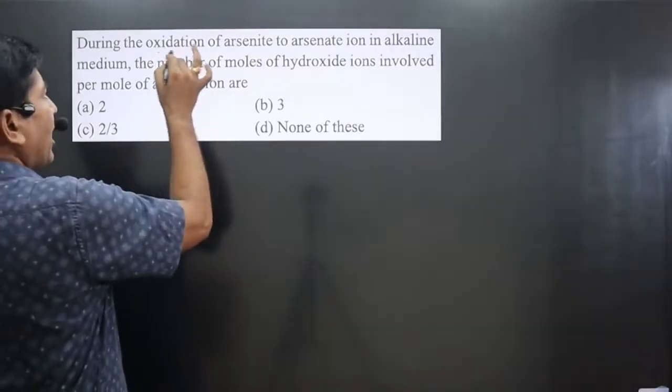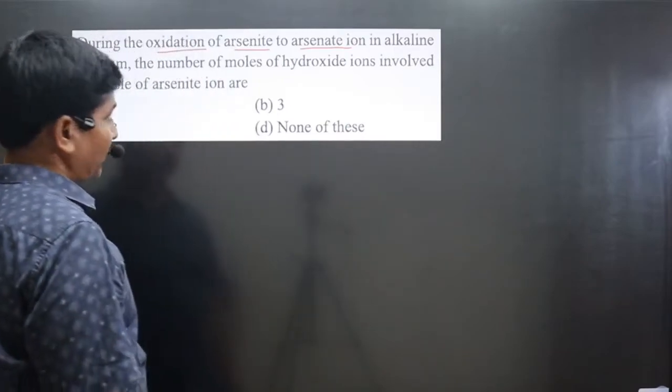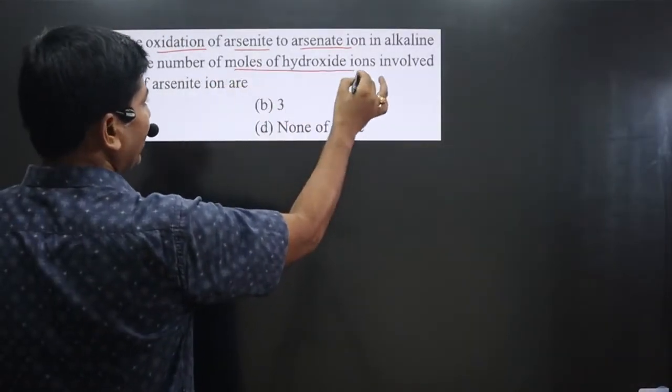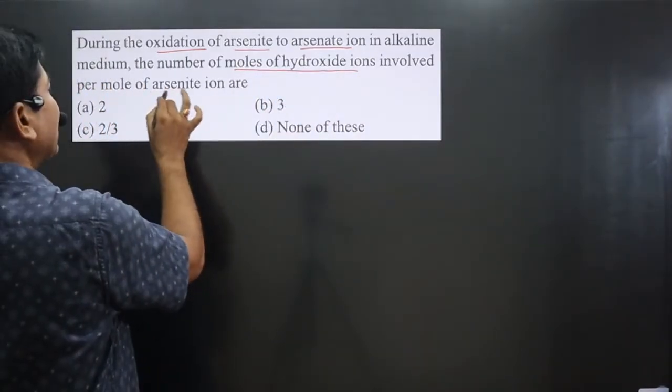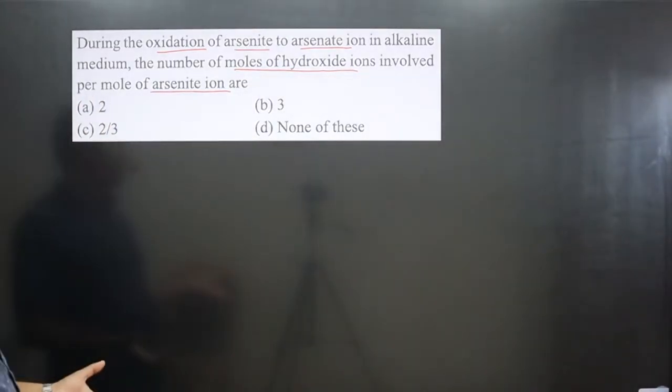The question says during the oxidation of arsenite to arsenate ion in alkaline medium, the reaction is taking place in basic medium. The number of moles of hydroxide ion, that's why it is asking about the hydroxide ion, involved per mole of arsenite ion are. First of all, we write down the chemical reaction, and we balance it in basic medium.